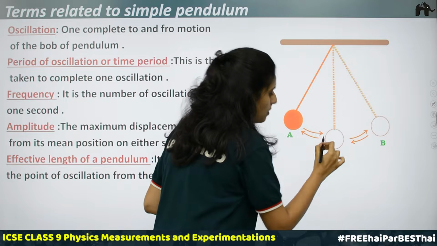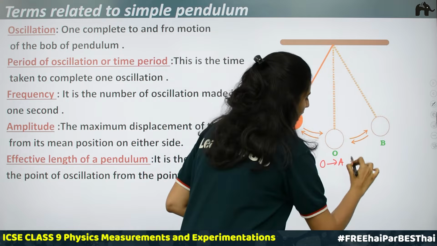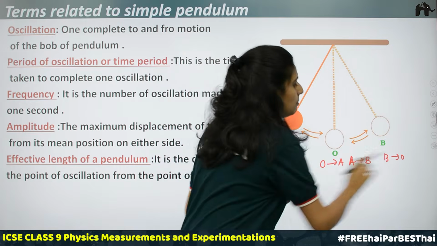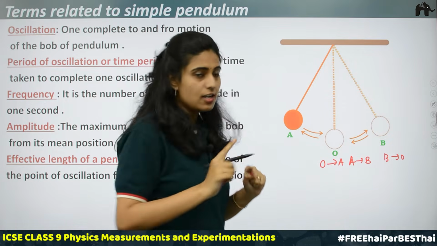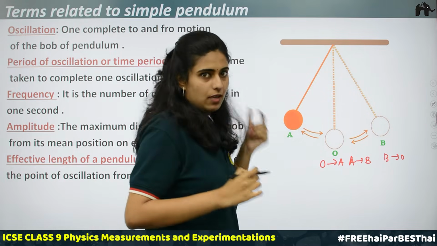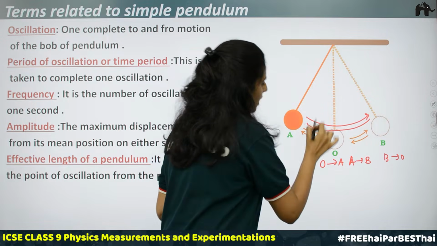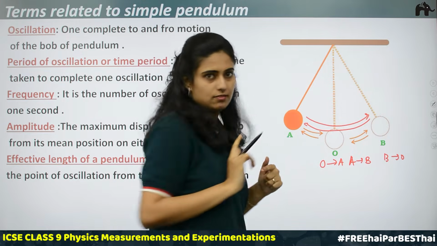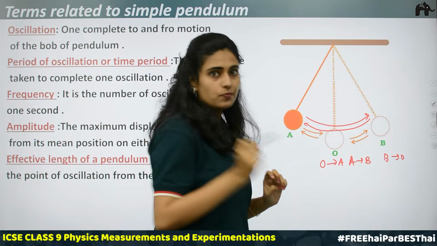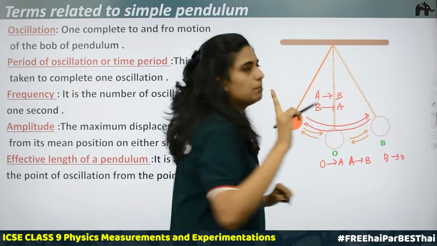If the bob is starting from O, it will move from O to A, then A to B and back to O. This makes a complete oscillation. Either you can say it like this, or when you displace the bob and release it from A, what happens? It goes from A to B, then from B to A. This makes a complete oscillation. Either you can say O to A to B, B to O, or A to B, then back from B to A. This is a complete oscillation.